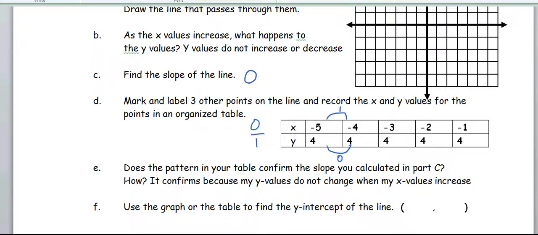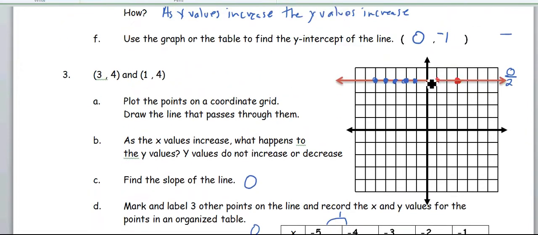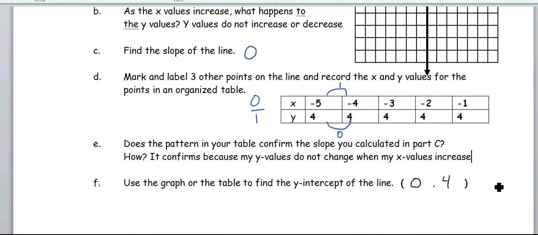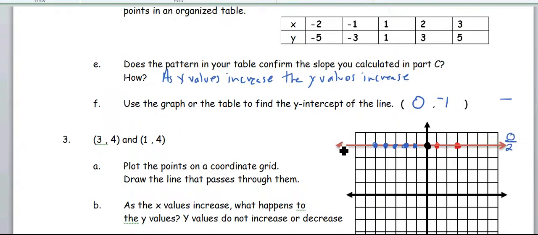So use the graph or the table to find the y-intercept of the line. I do not have an x equals 0 on my table, so what I have to do is find where that would be. And I know my x value is going to be 0. Where my x value is 0, that's this point right here, and it looks like that is (0, 4). Notice that is the point where our graph, this red line, crosses the y-axis.